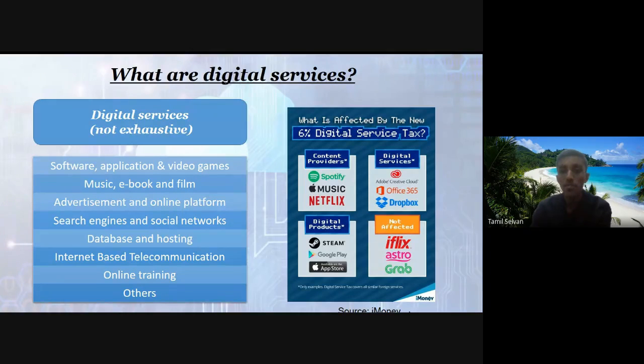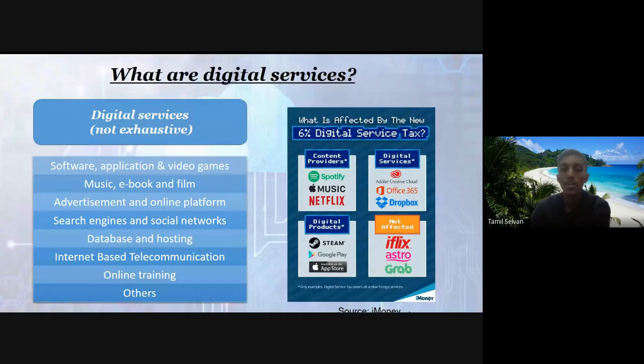And who's affected by this is, first, the content provider. For example, if you use Spotify or Netflix, these are known as foreign content providers. For digital services, for example, if you use Microsoft's Office or any cloud storage providers, they are known as digital services. For digital products, if you purchase any apps from Google Play Store or App Store, they are also subject to digital services tax under the digital products category.